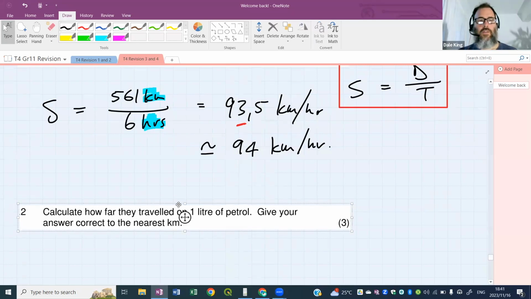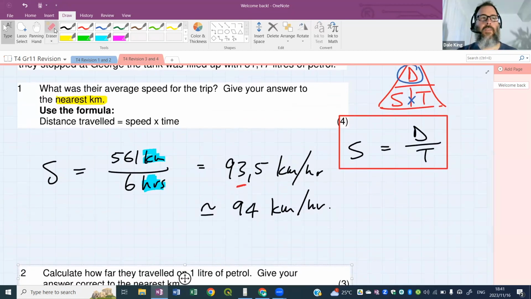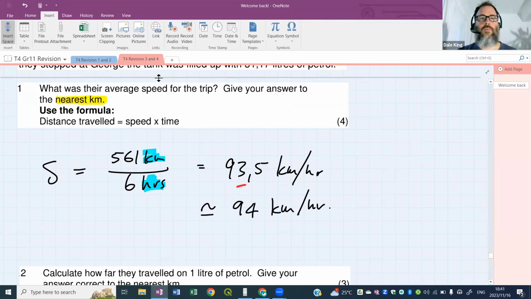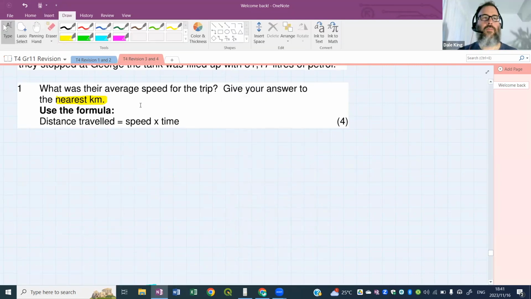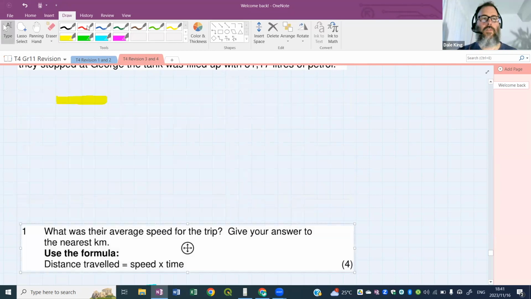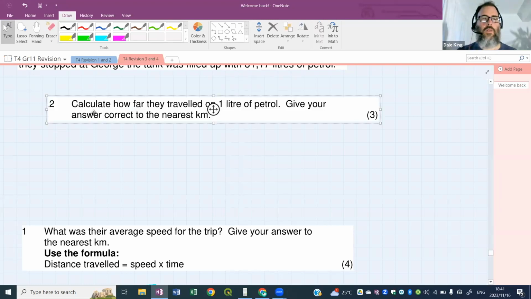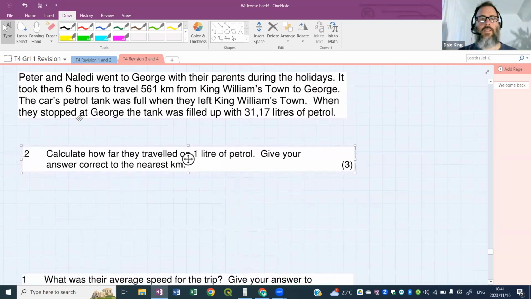Now, I'm going to bring this up. I'm going to erase all this and make space here to squeeze this in over here. All right, so I want to put this over here. There's the question. Question 2. Calculate how far they traveled on 1 liter of petrol. Give your answer to the nearest kilometer.